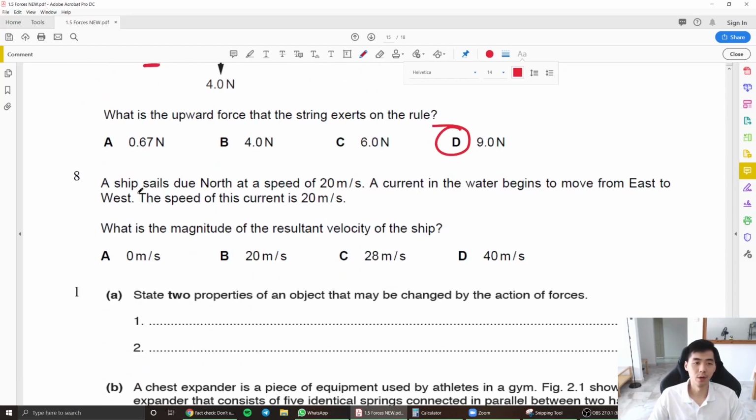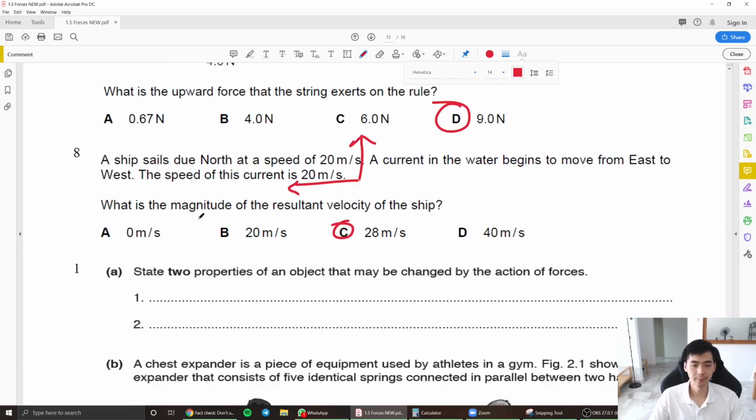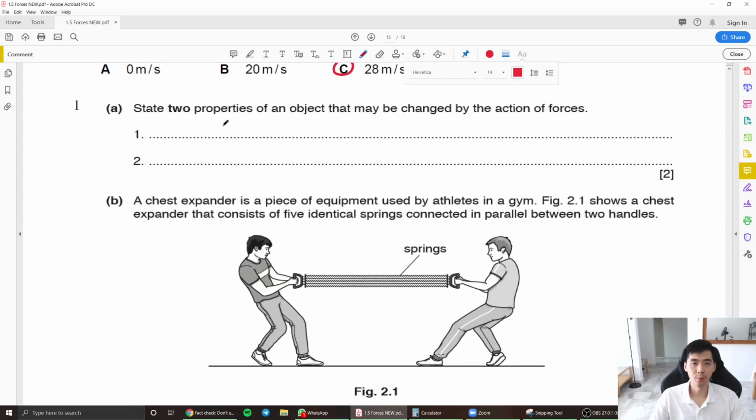Question number 8. A ship sails north. Hey, this is the same question again, right? North 20 meters per second, and from east to west this time, in that direction. What's the magnitude of the resultant force? This one here, it will be best if you use the Pythagoras theorem, which is the square root of 20 squared plus 20 squared. You'll get exactly 28 meters per second. Right?